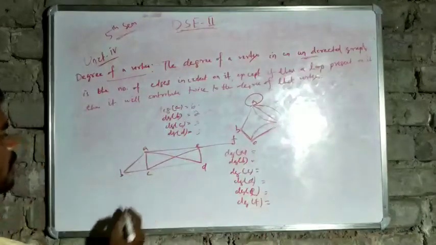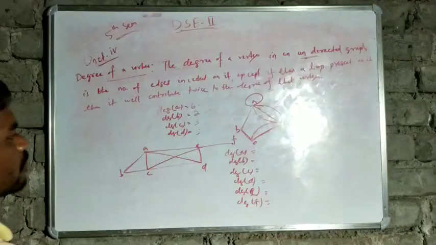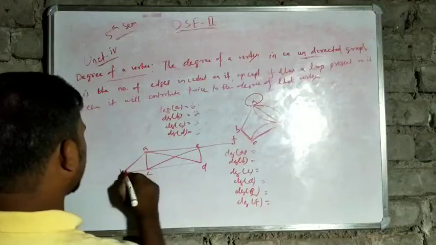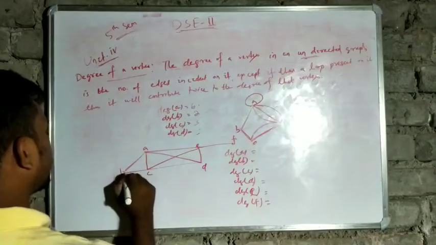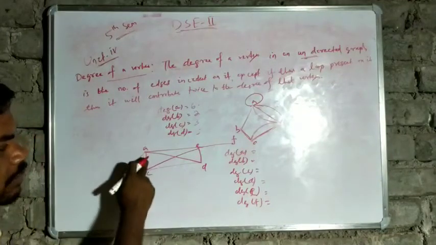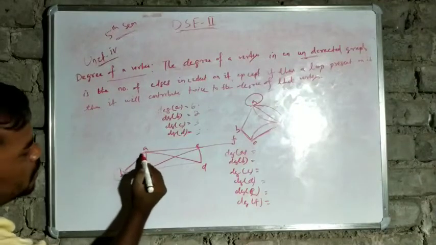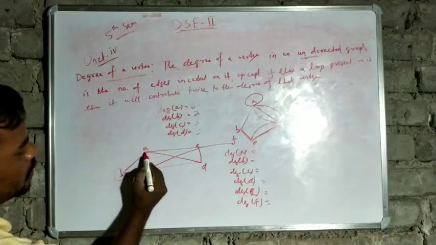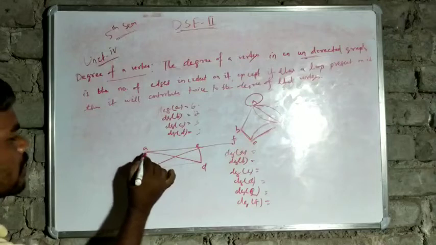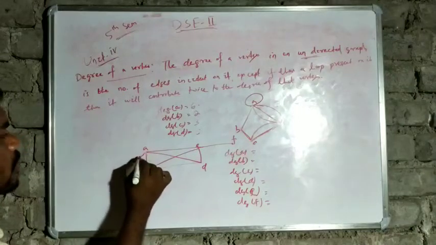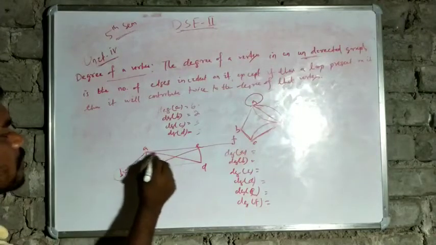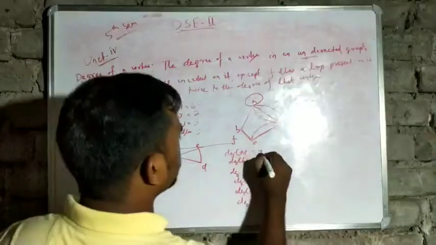So what is the degree of A? Make a loop here. So what will be the degree of A? There are 3 edges incident on A: this one, this one, this one, and this one. So the degree of A is 4.